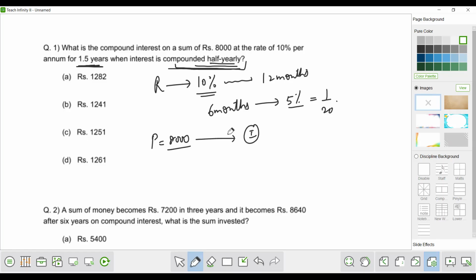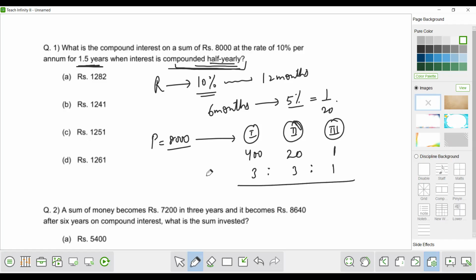So principal is 8,000. Interest on principal, 5% of 8,000, will give us 400, and 5% of 400 will give us 20, and 5% of 20 will give us 1. We have discussed the ratio 3:3:1 in our previous sessions for 3 years compound interest. So CI will become, this is 1200, 20 into 3, 60, 1 into 1 will give us 1, and this is our compound interest, 1261. I think you will get this.